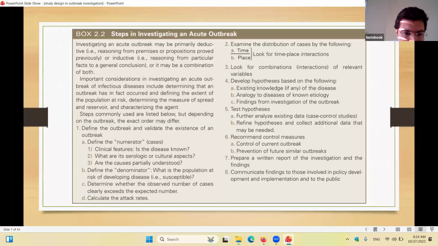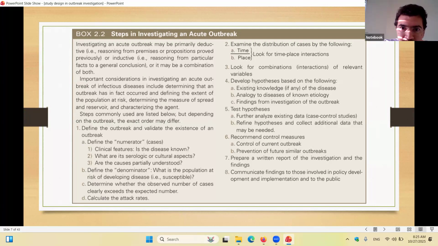And D, calculate the attack rates. Attack rate, as I will say in the next slides, is an index for the description of an epidemic. It is used for descriptive statistics, descriptive study design, attack rate. I will show you its formula in the future.